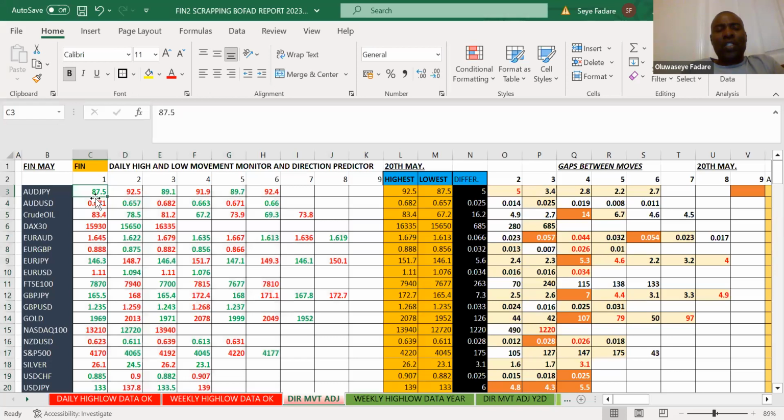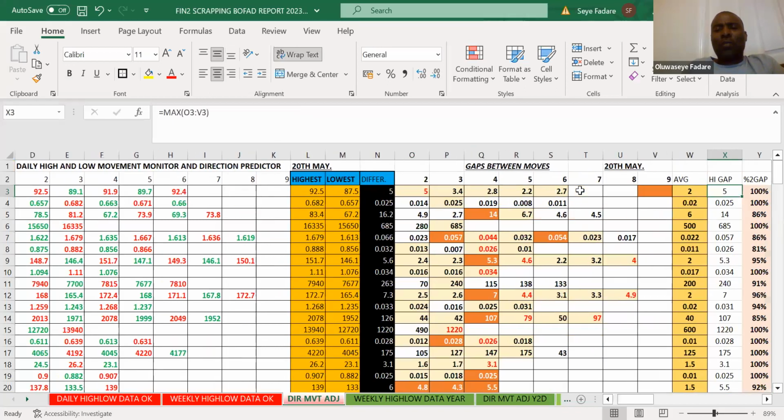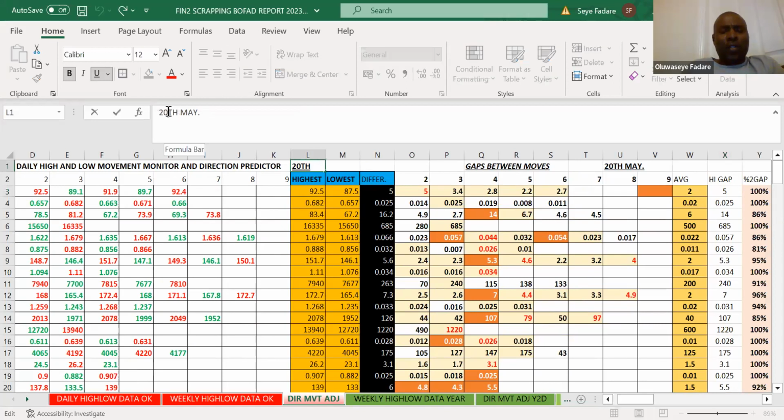So from 87.5 to 92.5, it took us 5 to get to that position. From 92.5 to 89.1, it took us 3.4 to get to that position. From 89.1 to 91.9, it took us 2.8 to get to that position, and so forth and so on. This is at the 28th of May. So this has been updated until the 28th of May.